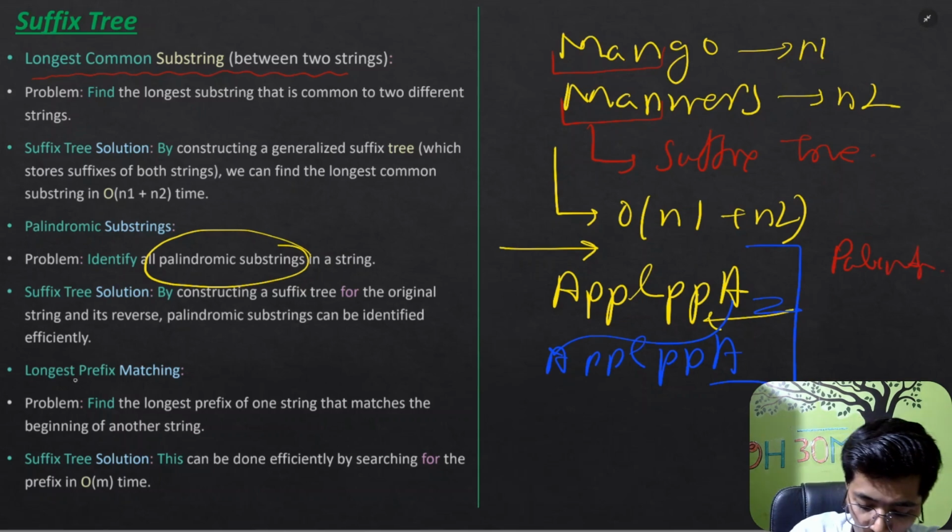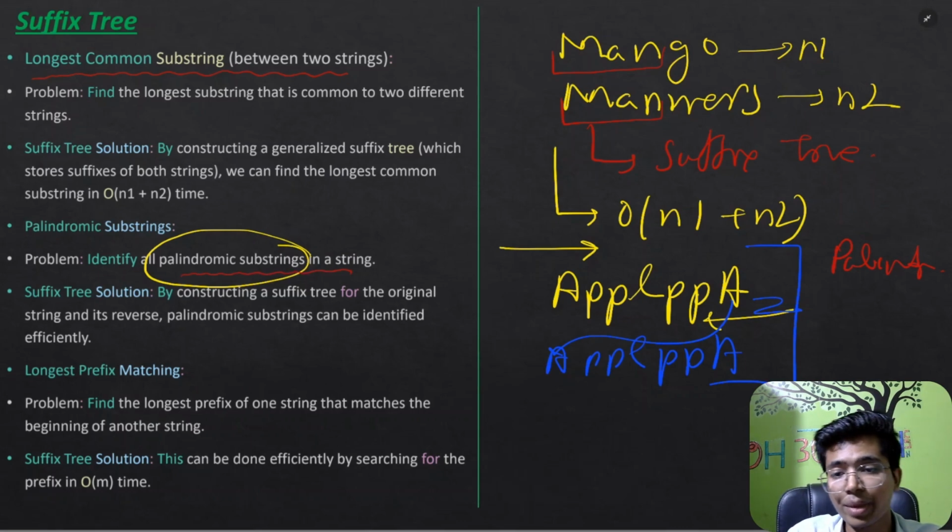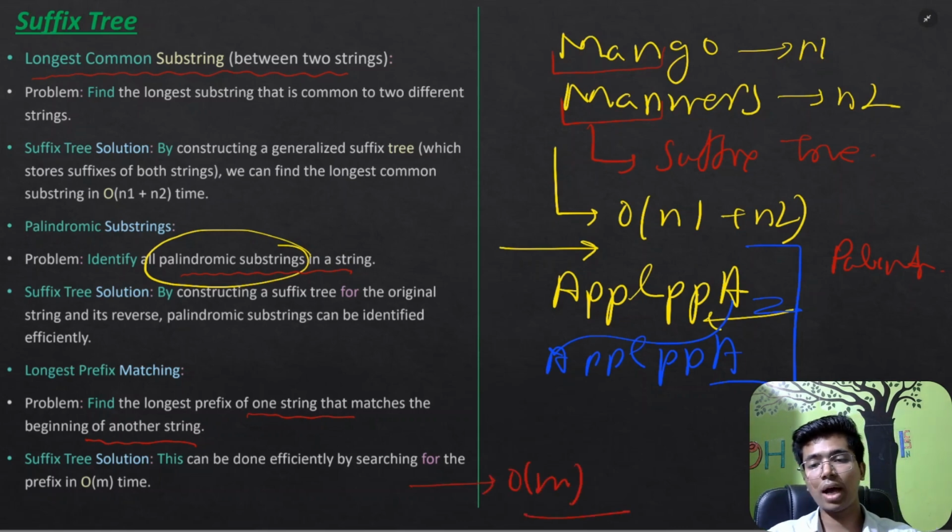To identify all the palindromic substrings, we can use the suffix trie. Longest prefix matching: to find the longest prefix of one string that matches the beginning of another string, we can again utilize the suffix trie, and this also takes a time complexity of big O of m. So these are all the use cases and applications where we can use the suffix trie.